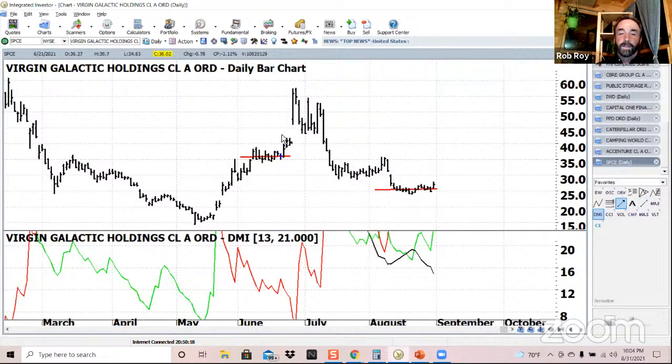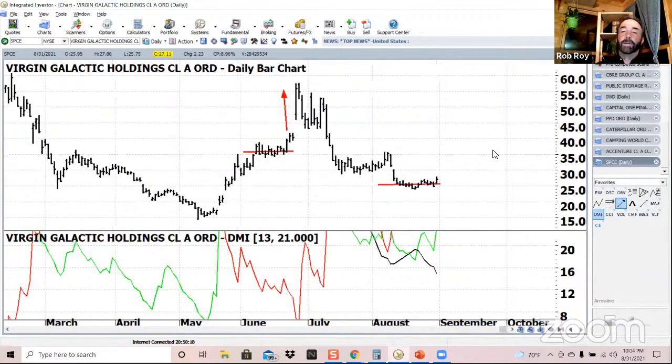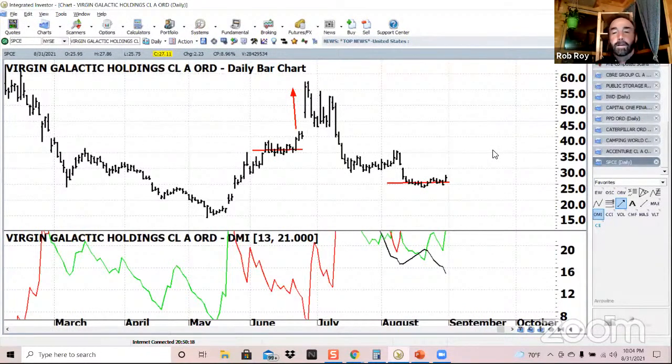Quite often you get these blast off moves. Well, it did it in June, kind of tried to do it in August and didn't, and now we've reset. Maybe it's going to do it again. I think Richard Branson is done with the program selling that he was doing, so that should take some of the selling pressure off of there.